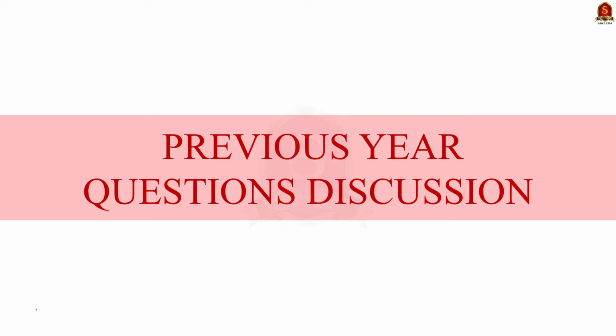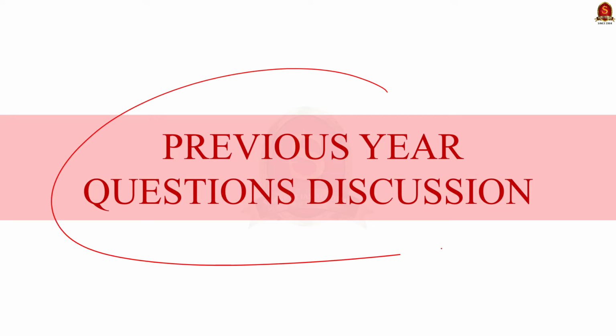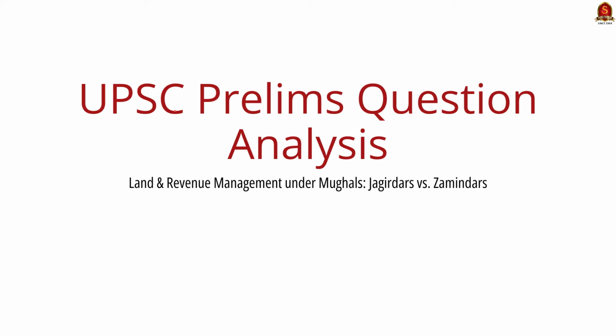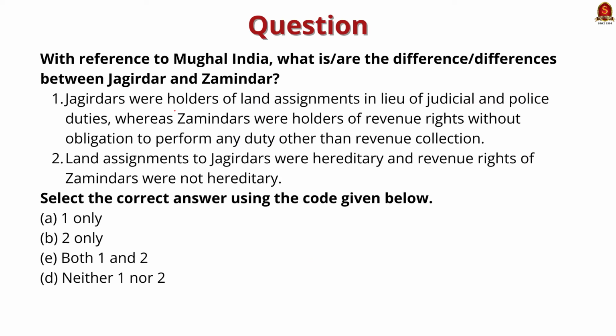So let's start. Before entering our discussion, we are going to solve two previous year questions which appeared in our UPSC preliminary. Let's start solving. See the first question. With reference to Mughal India, what are the differences between Jagirdar and Zamindar? Two statements are given and we have been asked to find the veracity of the statements. First, understand the difference between the two systems and come back to this question.